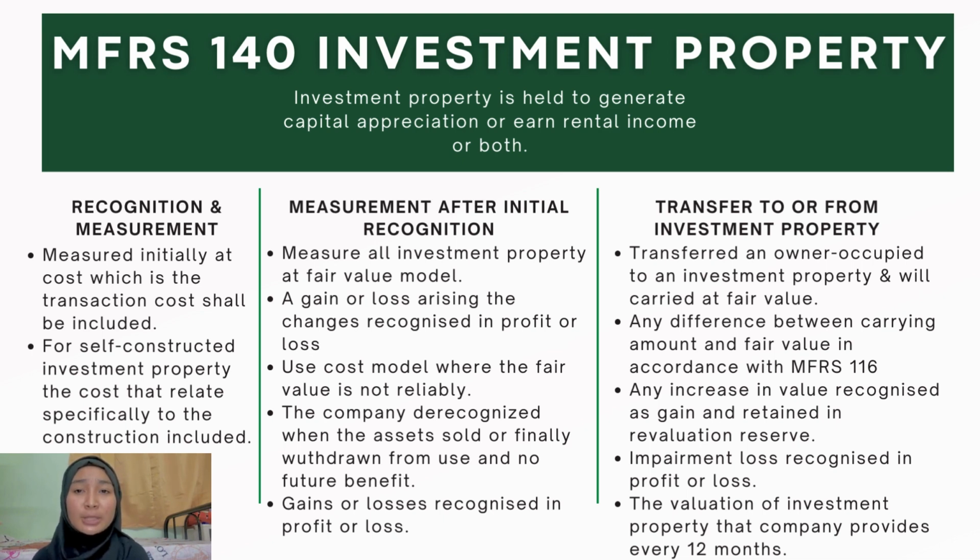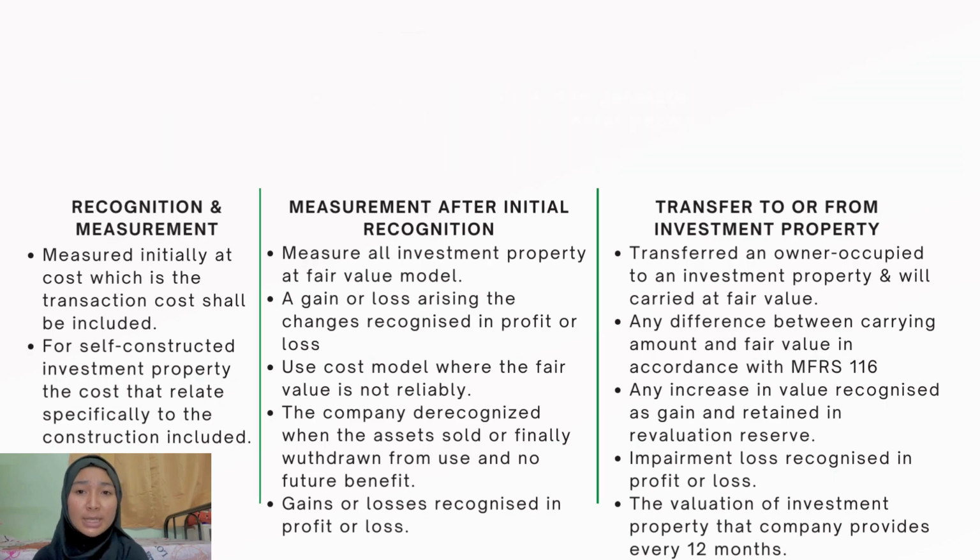In addition, when JCB Nets Berhad transfers owner-occupied property to investment property that will be carried at fair value, the company should apply MFRS 116 for owner-occupied property and treat any difference between the carrying amount of the asset and fair value in accordance with MFRS 116. The increase in value shall be recognized as a gain in other comprehensive income and retained in revaluation reserve. The offset exception in MFRS 116 also applies, where the increase and impairment loss should be recognized in profit or loss. Finally, the company revalues the investment property every 12 months.